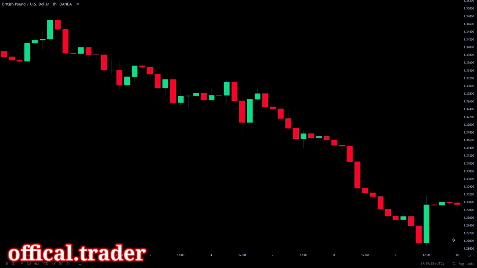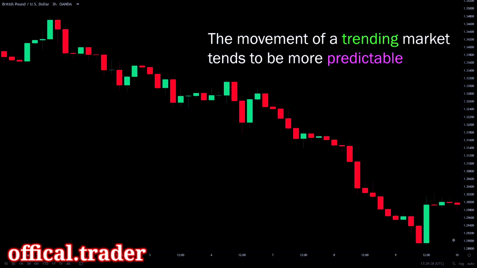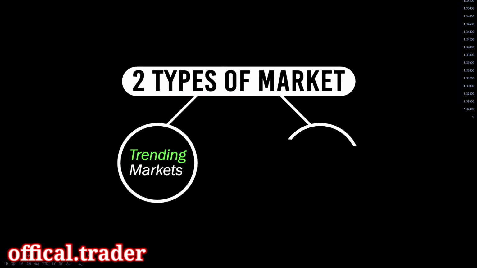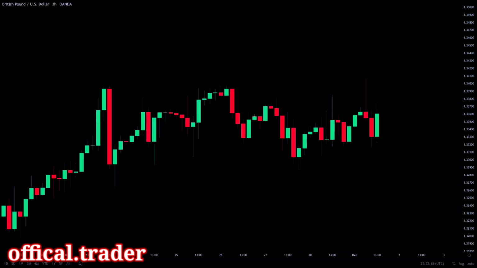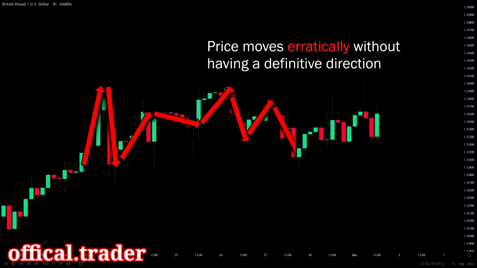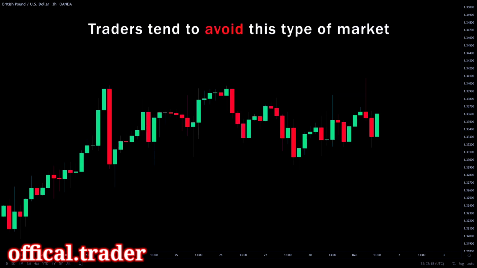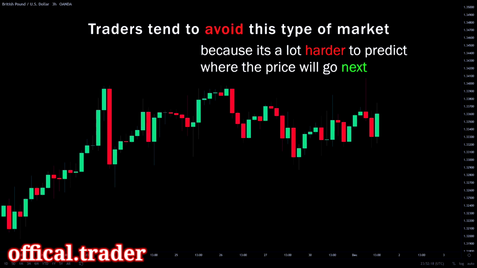Now, usually, this is the type of market that traders prefer to trade on because the movement of a trending market tends to be more predictable. On the other hand, you have ranging markets, which is a type of market where the price moves erratically without having a definitive direction. Now, usually, traders tend to avoid this type of market because it's a lot harder to predict where the price will go next.